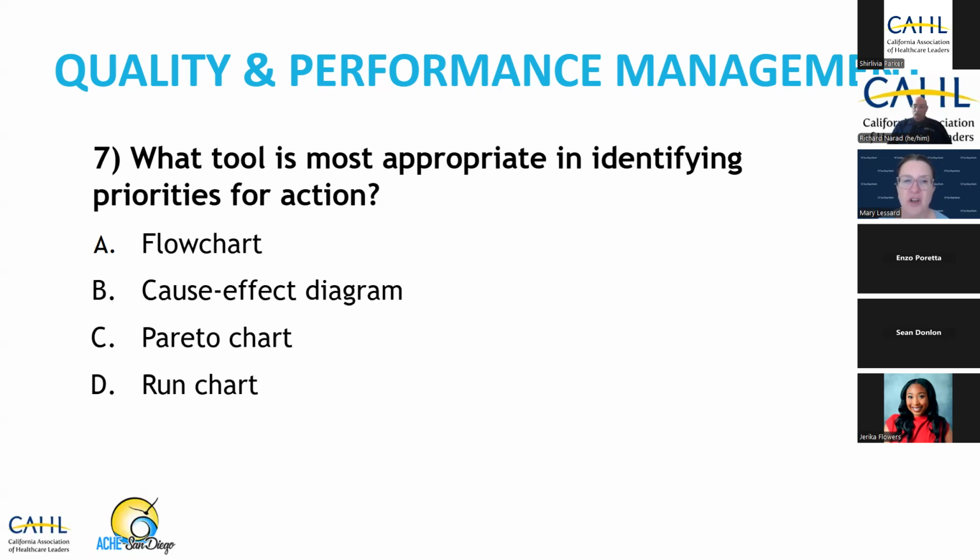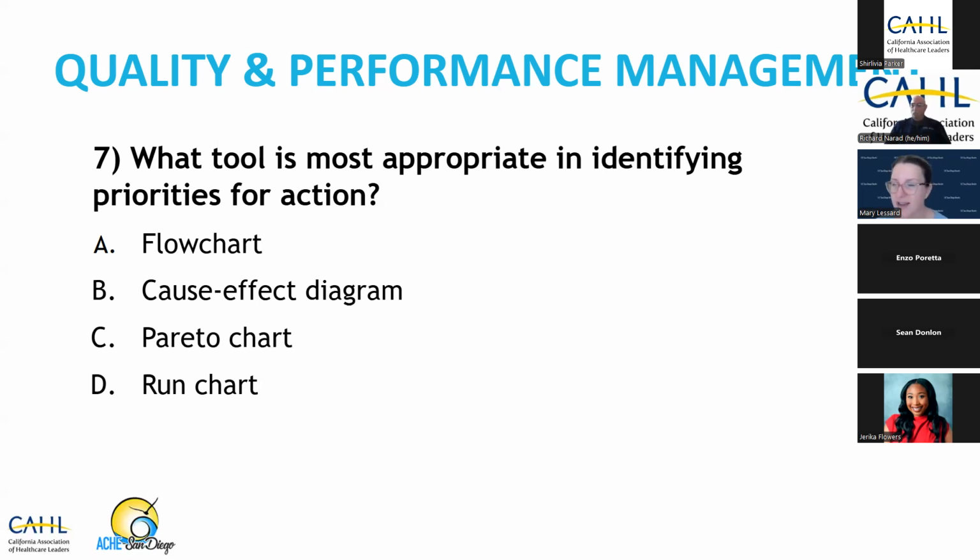The flow chart and the run chart. A flow chart is usually mapping your process. It could tell you what the process is, maybe your current state and future state. But as far as identifying priorities for, let's say, implementing a new process to improve your outcome, I'm not thinking that a flow chart or a run chart are going to identify priorities for action. So I am going with C, just on the process of elimination.